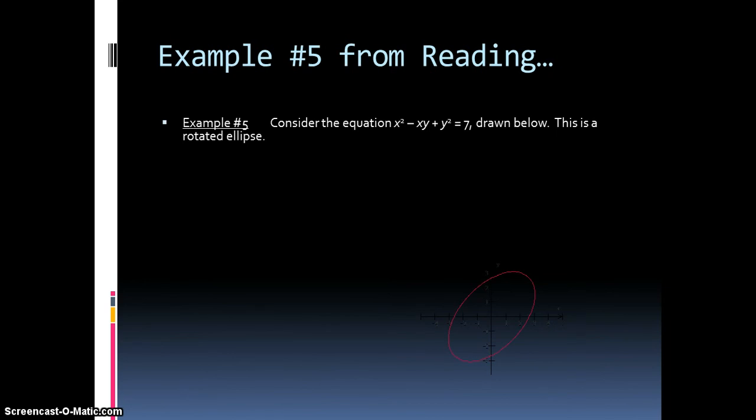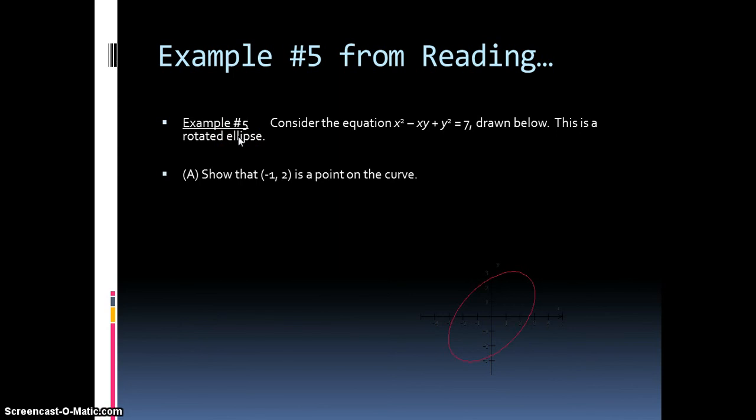A little bit more complicated example here. Consider the equation x squared minus xy plus y squared is equal to 7, which is given below. This is a rotated ellipse. So this is a multi-part question. First of all, show that negative 1, 2 is a point on the curve.